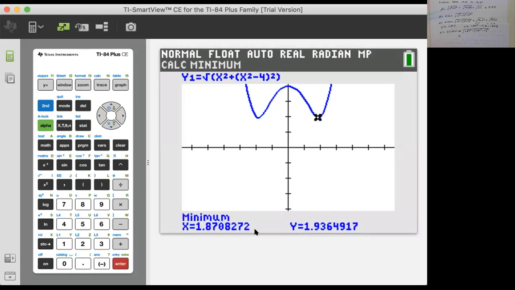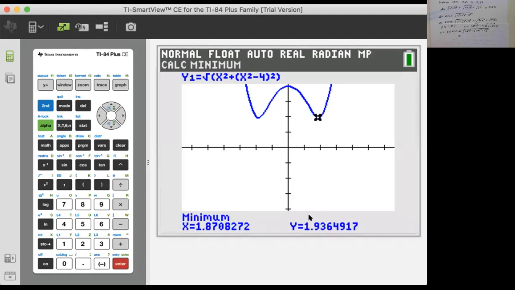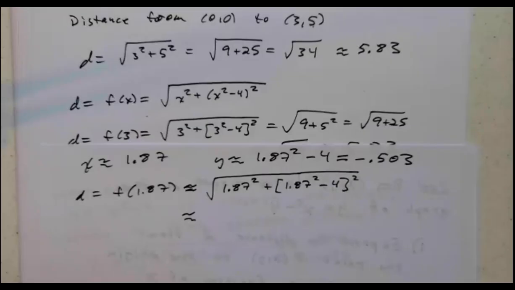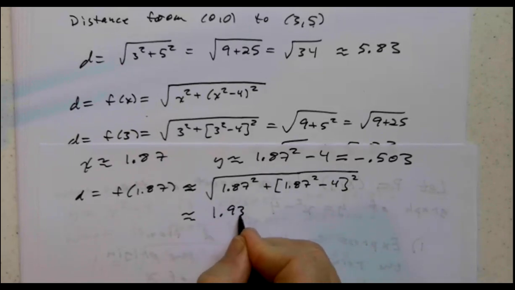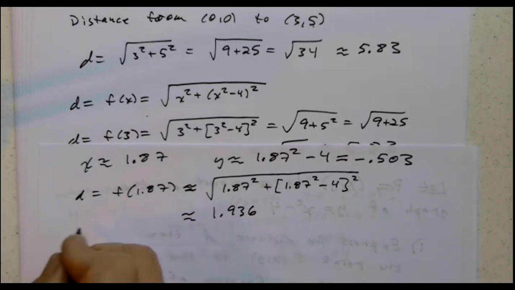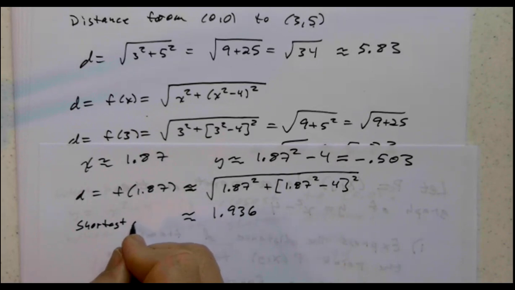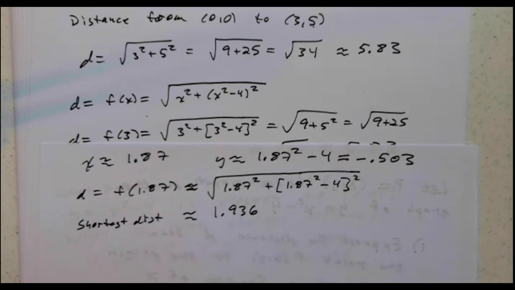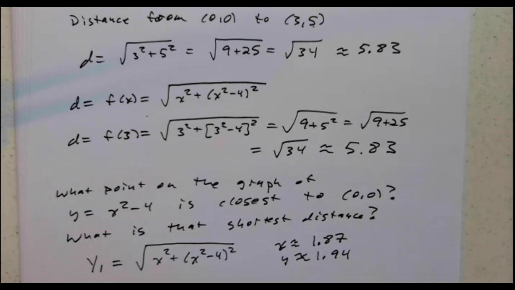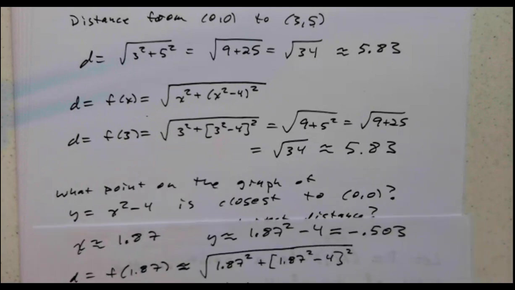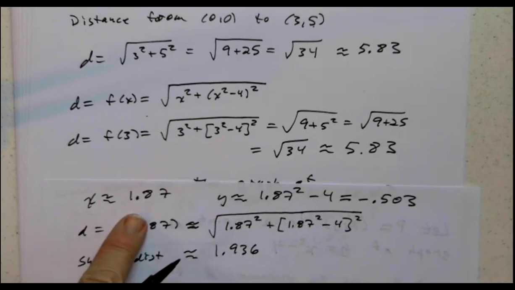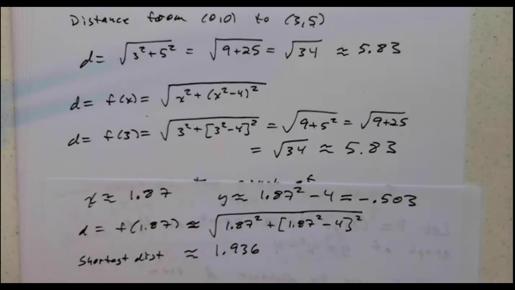And the x of 1.87, the y, the 1.936, the 1.94 is the shortest distance, because remember, y was a function of distance. So indeed, the shortest distance is about 1.936, or whatever that gave us. That's our shortest distance. So that could be called the distance from the origin to the parabola. And the point that is closest is this point here, x is 1.87 and y is negative 0.503.